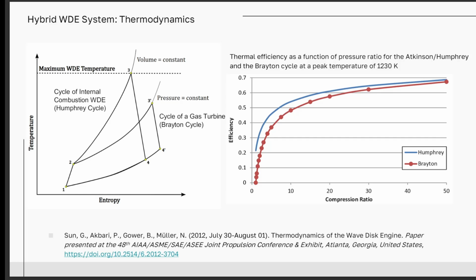Because of the pressure gain from combustion, the Atkinson-Humphrey cycle has a much greater expansion ratio than the compression ratio. This allows Humphrey cycle engines to produce more power than a Brayton cycle engine with the same inlet states and the combustor. This is why we can expect the Atkinson-Humphrey cycle to have higher efficiency than the Brayton cycle.